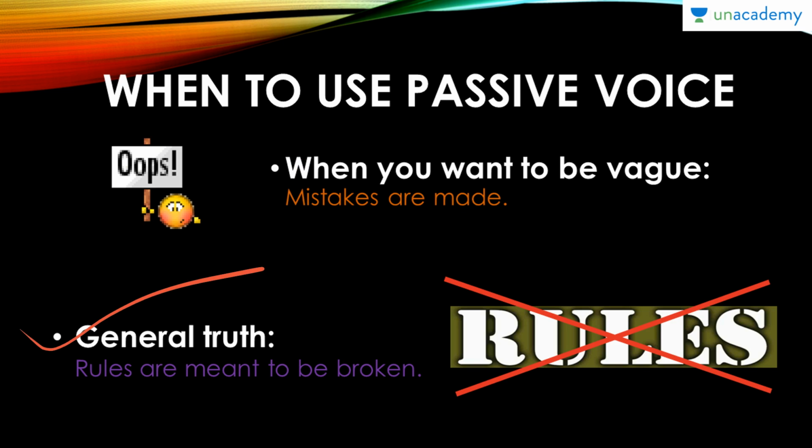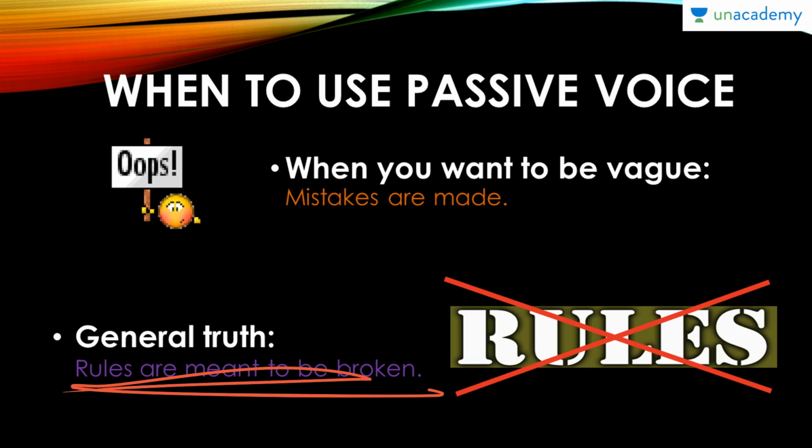Again, this point is similar to the previous one: to bring out a general truth. Rules are meant to be broken. Now, the active voice of this will be I break rules or we break rules. But this gives a better touch. It is vague, it's a general truth, and people follow it, right? Because we all like breaking rules. So rules are meant to be broken.